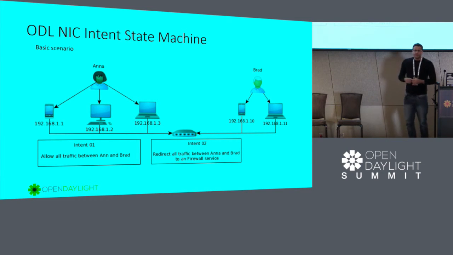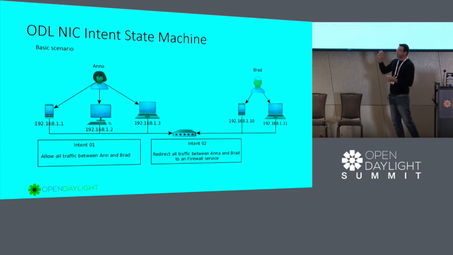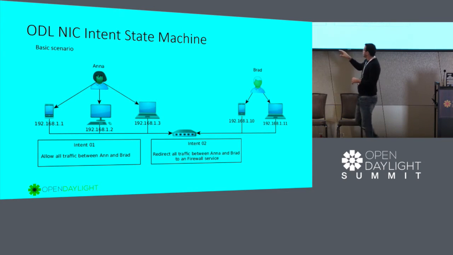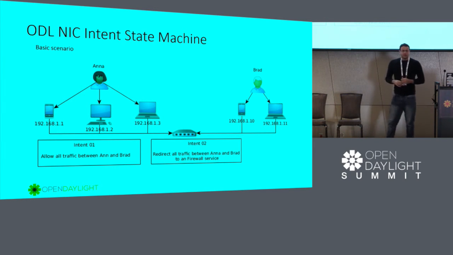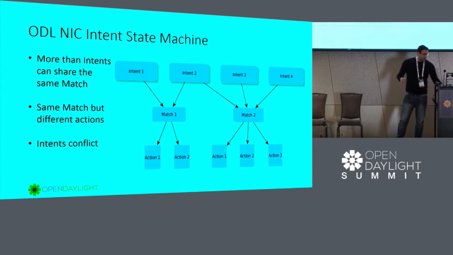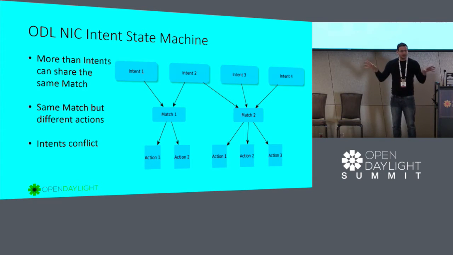Suppose that we have two users, Anna and Brad, and Anna has 3 devices on the network, and Brad has 2 devices connected. And one application wants to create an intent that will allow the traffic between Anna and Brad. And another application will say, redirect all traffic between Anna and Brad to a file service. Do you agree with me that we have 2 different intents with 2 different actions? It means that we should create just one OpenFlow match and 2 different actions. Currently, if we create these 2 different intents, it will generate 2 different OpenFlow rules.